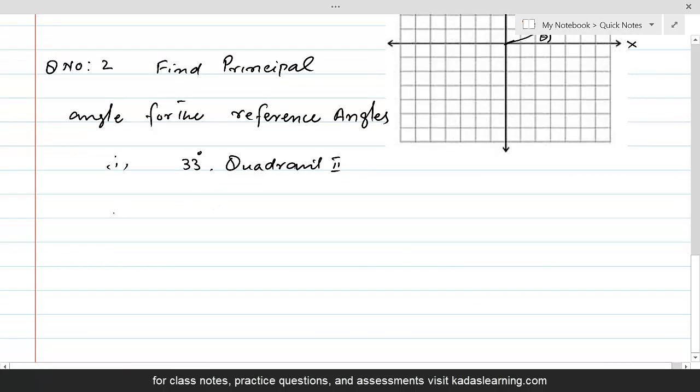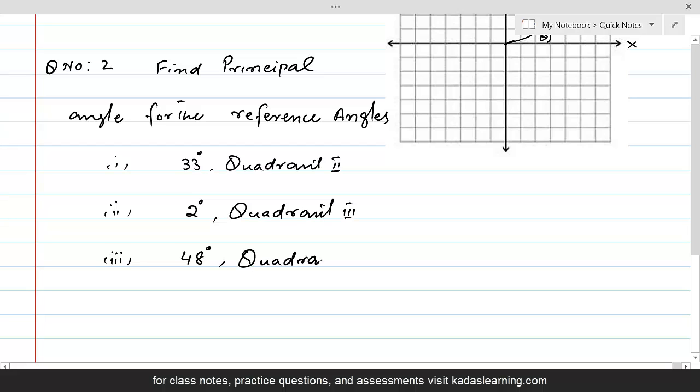The second question would be 2 degrees in the third quadrant. And the third question we are going to solve is a 48 degree angle in the fourth quadrant. You see that whenever we are given a reference angle, we are also told the quadrant.